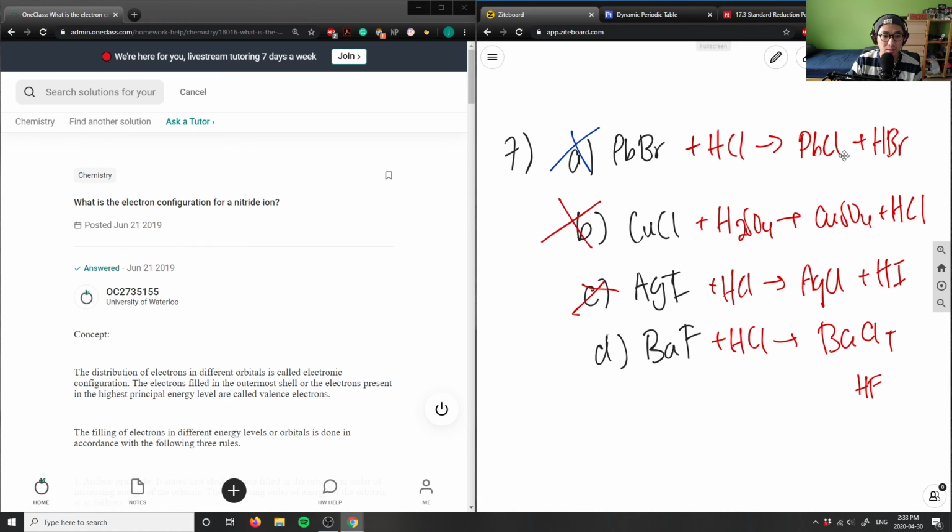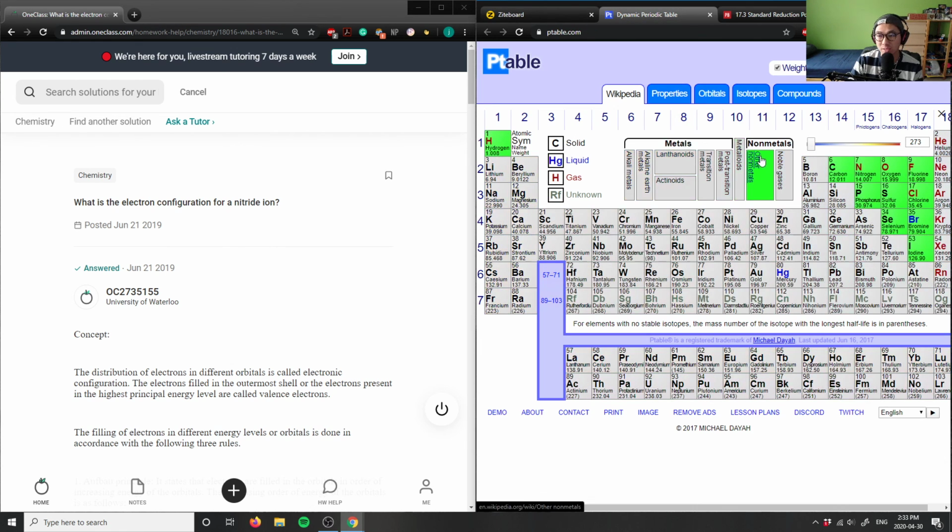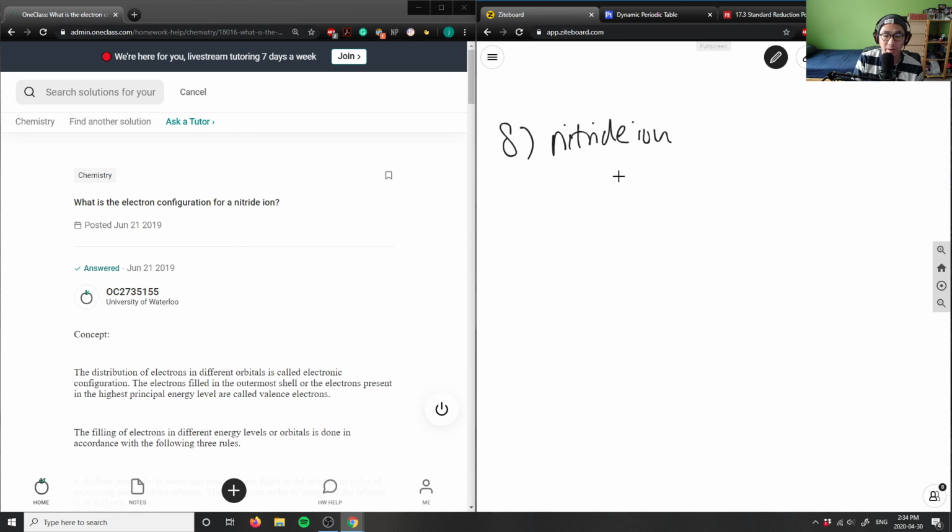Okay, that's number 7. Let's look at number 8 here. 8 is asking what is the electron configuration for a nitride ion. So let's look at what a nitride ion first is. A nitride ion here, it's nitrogen here, but it's an ion, right? So it's going to be N, and then I will have some type of charge here. In this case, it lies on group 15 here, so I'm going to have a charge of 3 minus, right? So this will be N 3 minus.